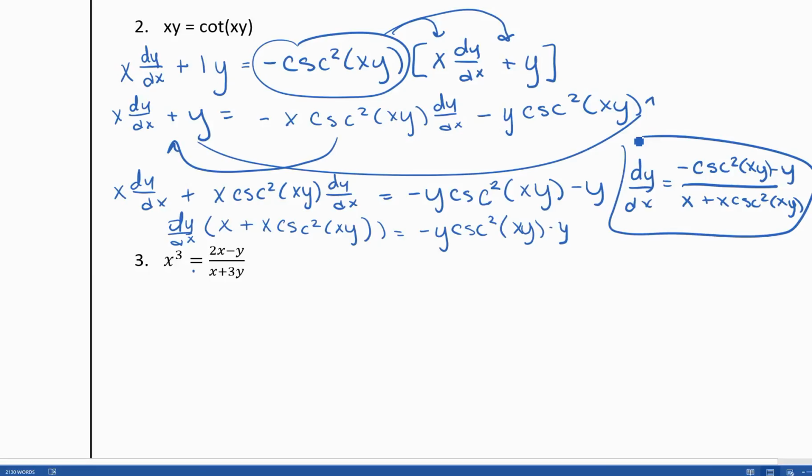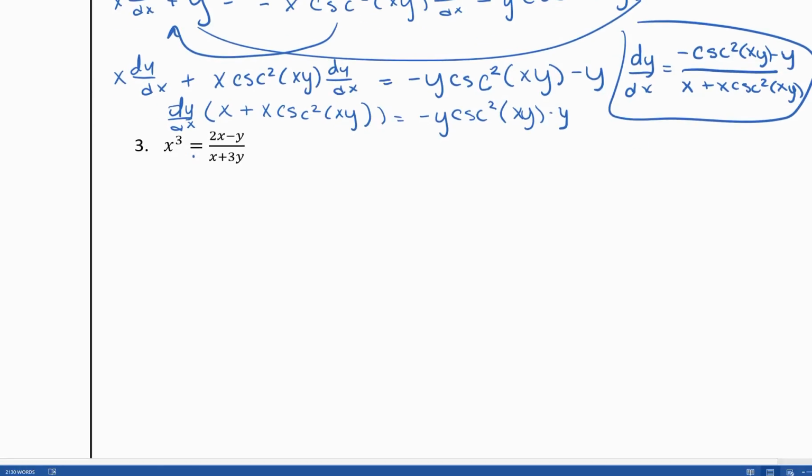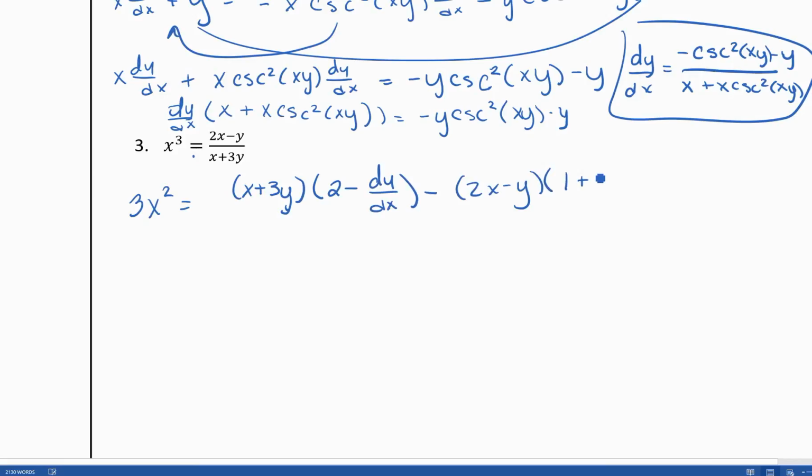Okay, we've got one more here that we're going to do. We have x cubed equals (2x minus y) over (x plus 3y). So on the left hand side it's not too bad, the derivative's 3x squared. On the right hand side we have to do the quotient rule since this is a quotient. So low d high will be 2 minus dy/dx, minus high d low will be 1 plus 3 dy/dx, all over the low squared.